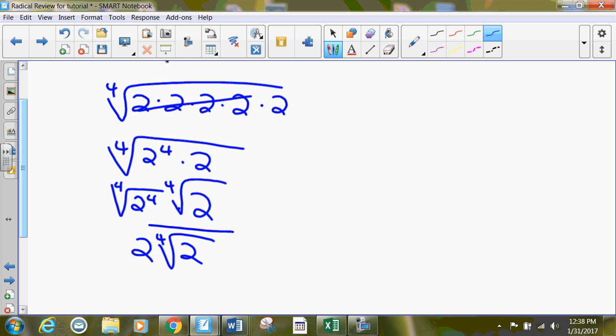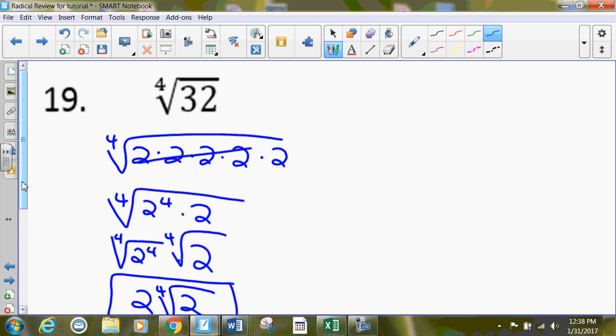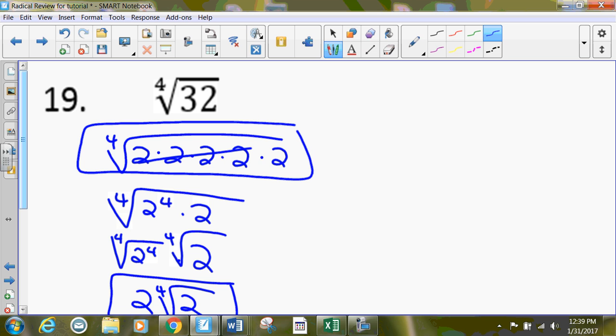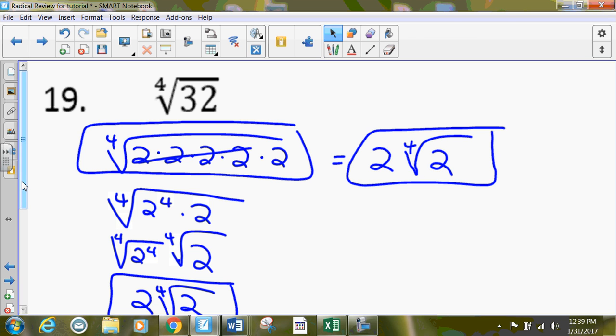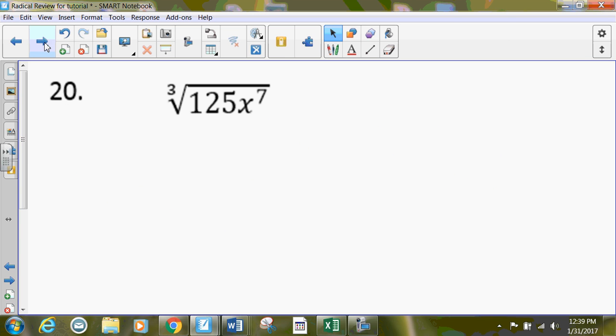Once again, I don't suggest that you do it the long way. I'm just trying to appeal to the logicalness in your brain. Your brain wants to know why. So once again, if we go back up here and realize we had an extra 2, the 4 2's get to come out, but that poor remaining 2 has to stay inside underneath the 4th root sign.